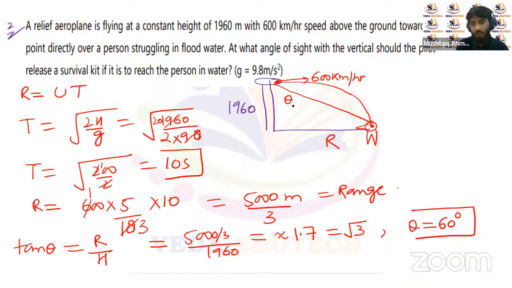So it means that he should have an angle of sight equal to 60 degrees so as to drop this survival kit near the person who is stuck in the water. So that's how we calculate the angle of sight.